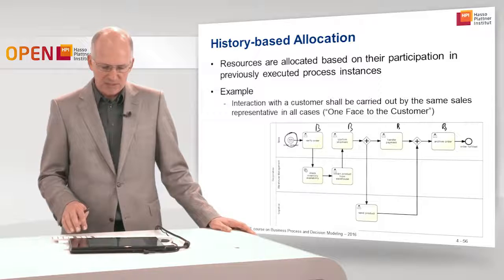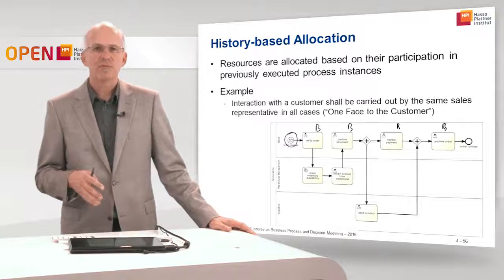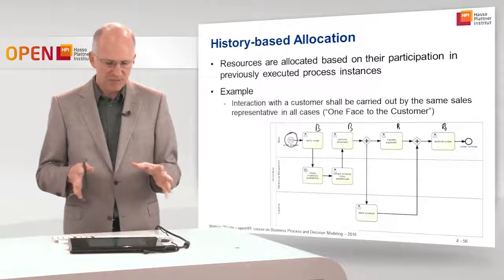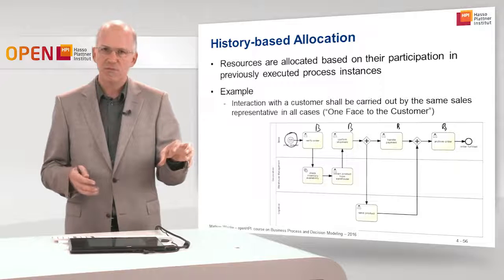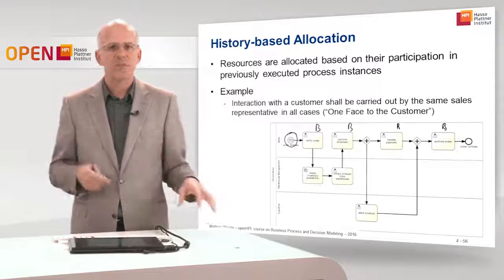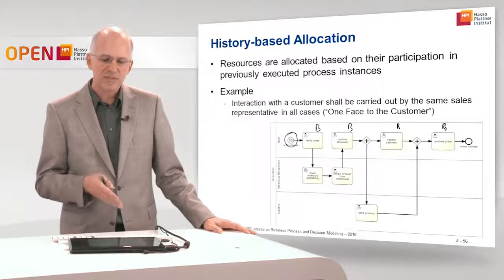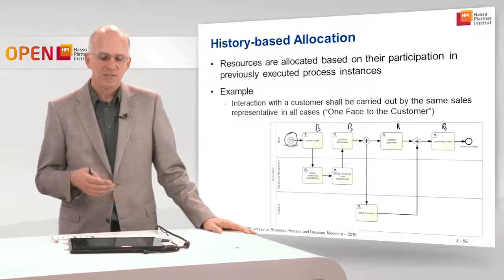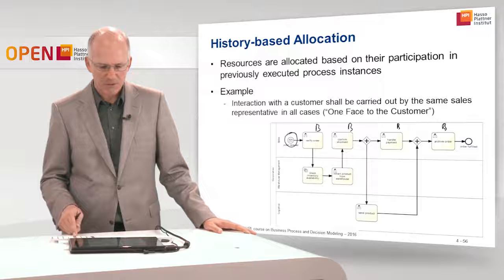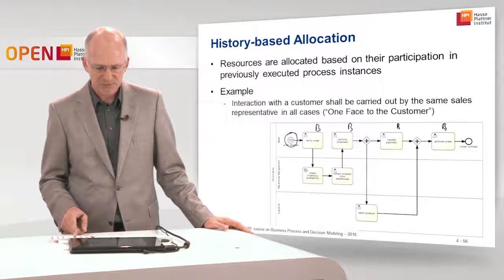So in the previous case-based allocation, the first selection is not restricted. So Anne is doing the first, but then Anne is also doing the next activities. While in the case of history-based allocation, it is a priori clear who will take that, depending on the customer and their respective sales representatives here.